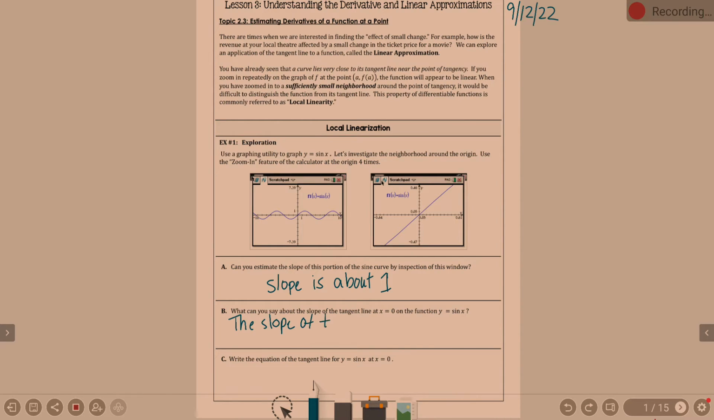The slope of the tangent line at x equals 0 is 1, and I'm going to say on y equals sine x. So I wrote the slope of the tangent line at x equals 0 is 1 on y equals sine x, or on the curve y equals sine x.